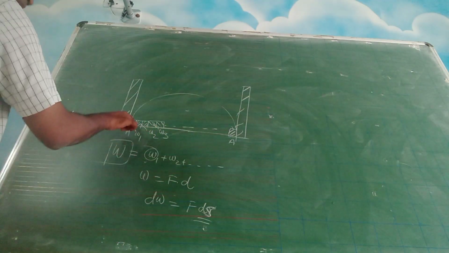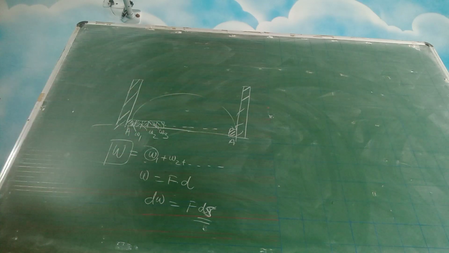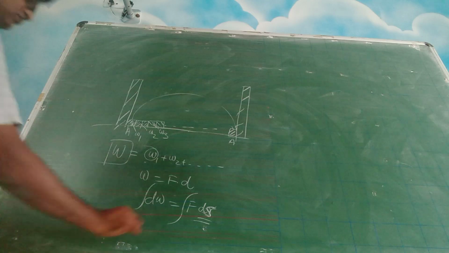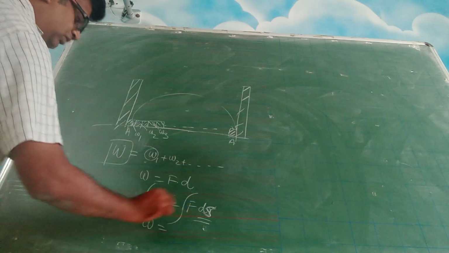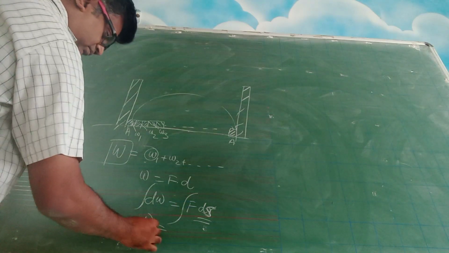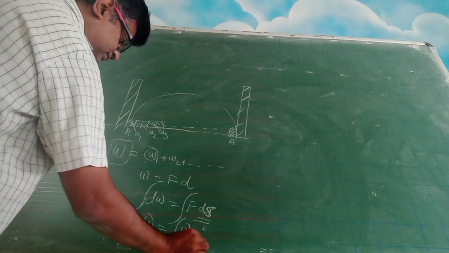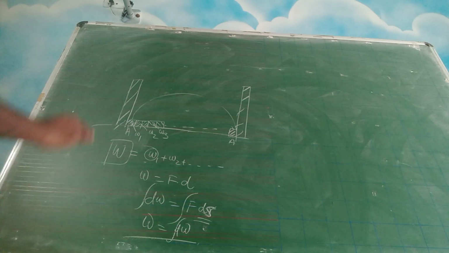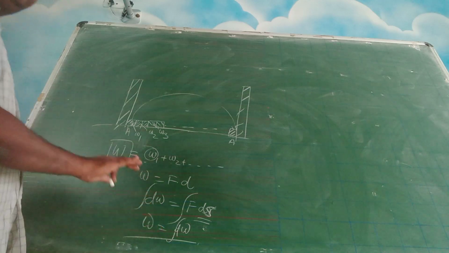So this is one work. I want to get the total work. How will I get it? I need to integrate. When I integrate, I get the total work: W will be the integration of dW. So this is the concept involved when we are using calculus. When we talk about small incremental works, this is how we calculate the work.